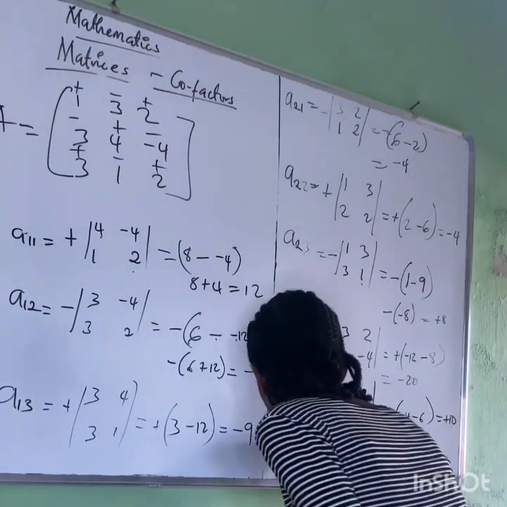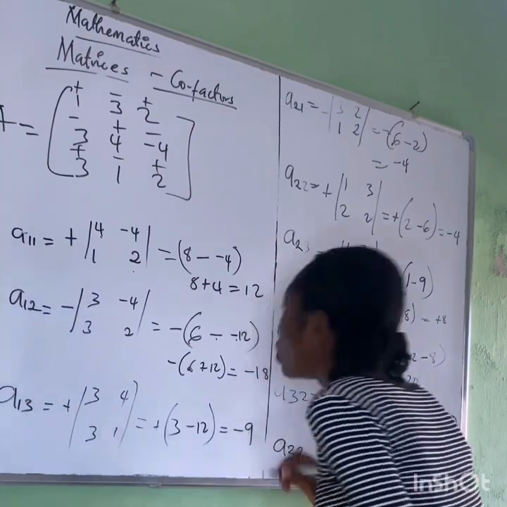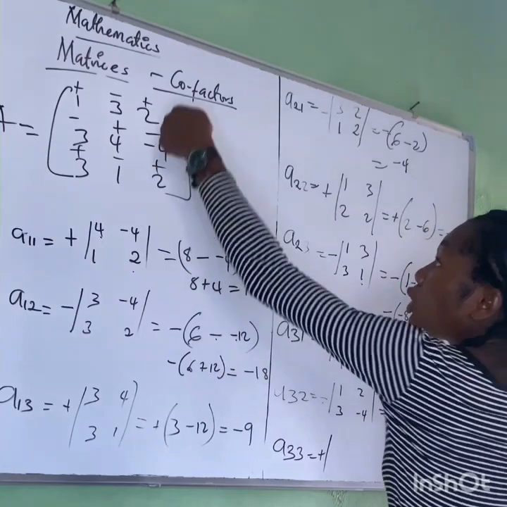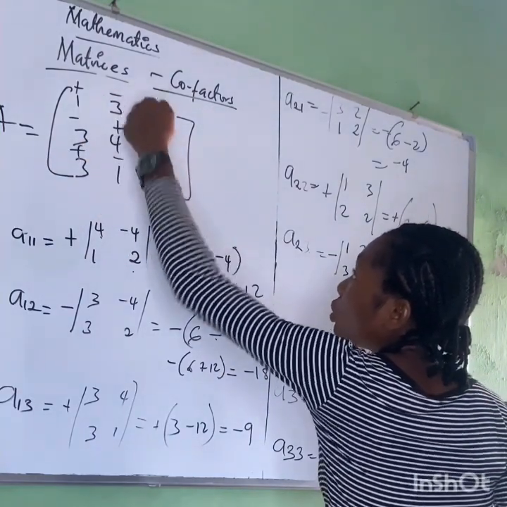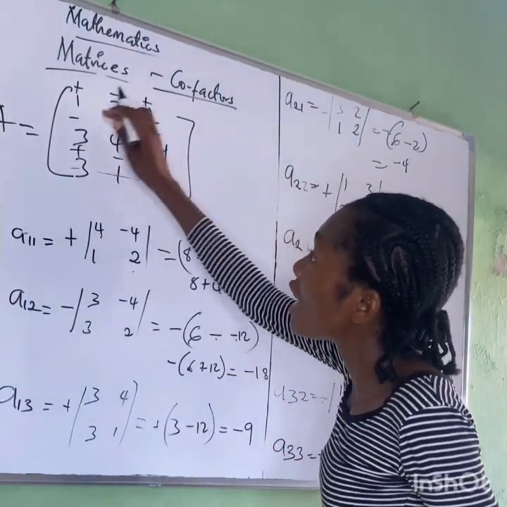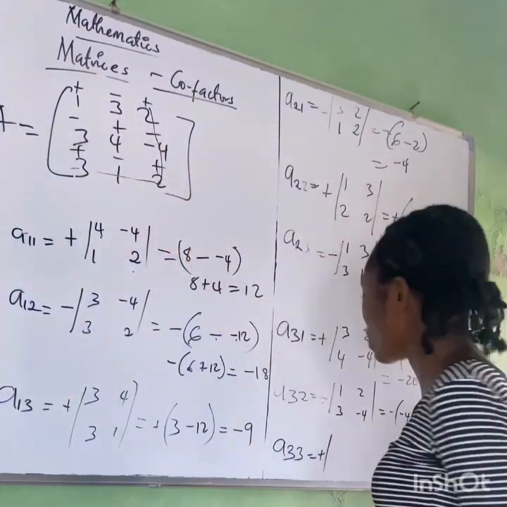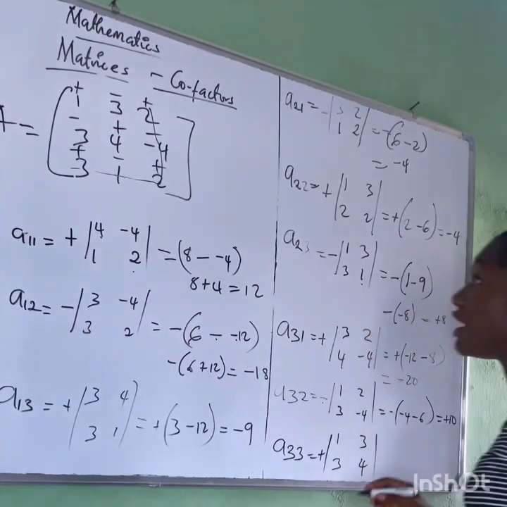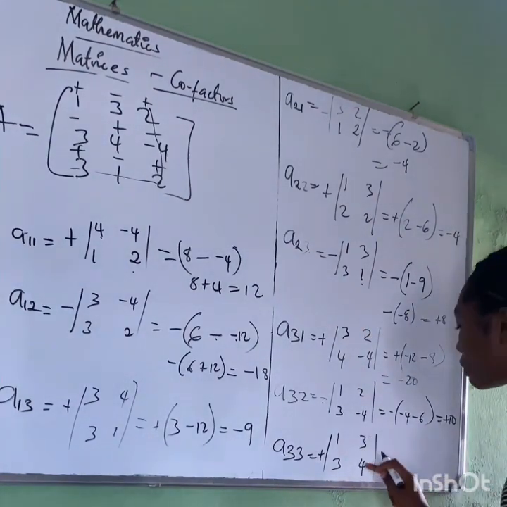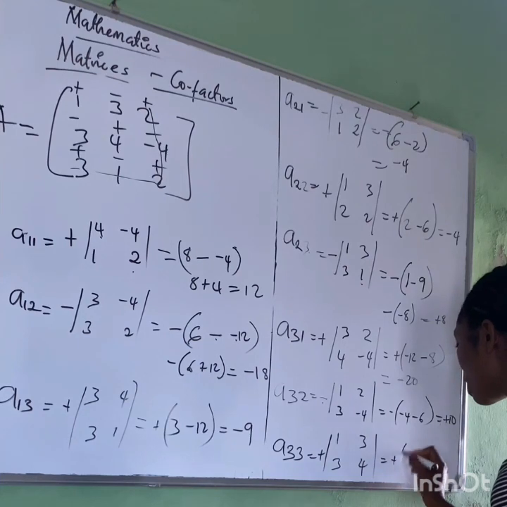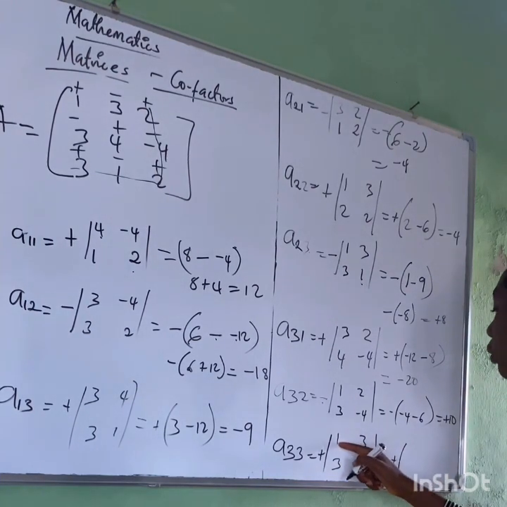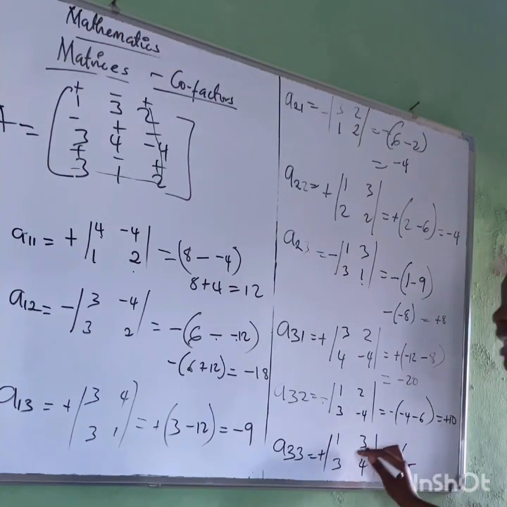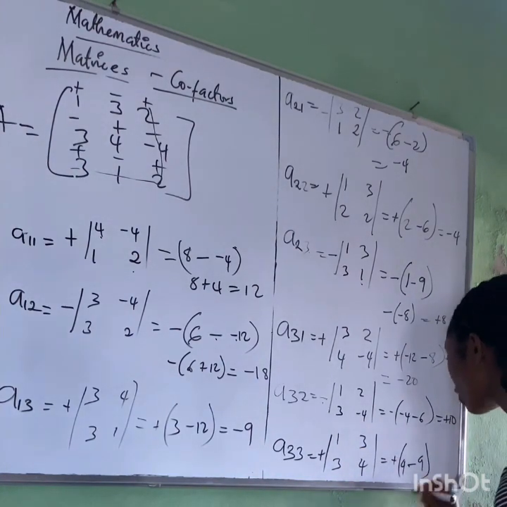Now lastly, for our third row, third column, which is this last one, our sign is a plus. So when we pick our plus and eliminate, we are left with 1, 3, 3, and 4. This is what we have left. Now our sign is a plus. Our principal, we have 1 times 4, 4, and then minus is in our formula. 3 times 3, we have 9. So this is how we have our cofactors.